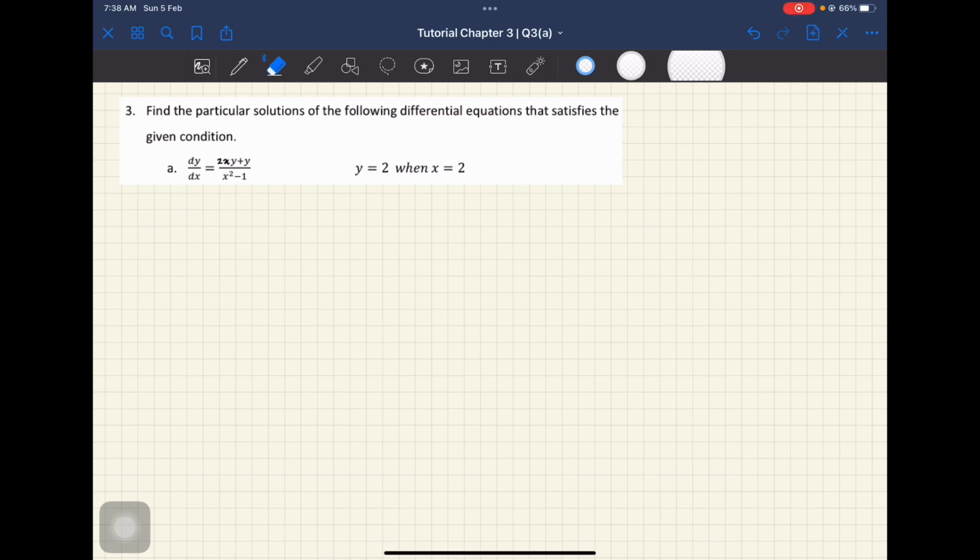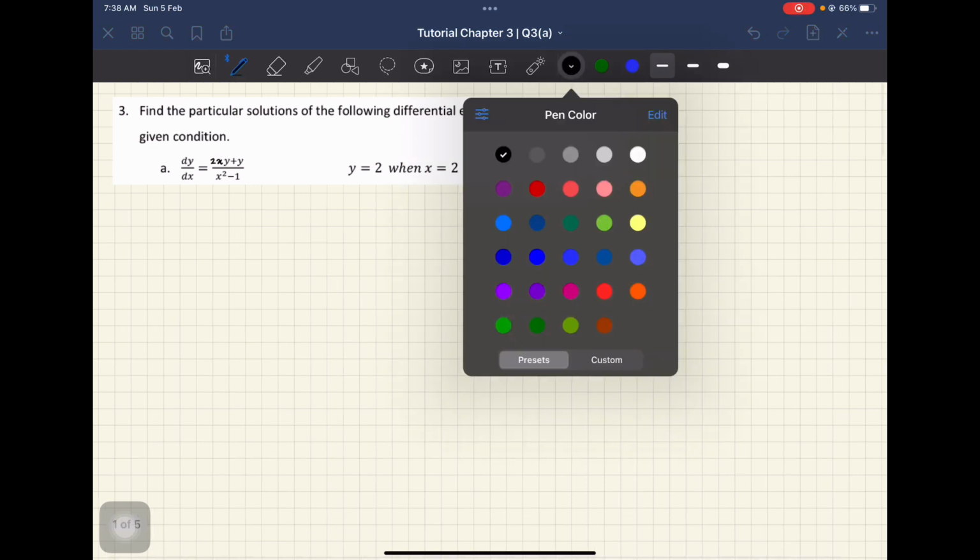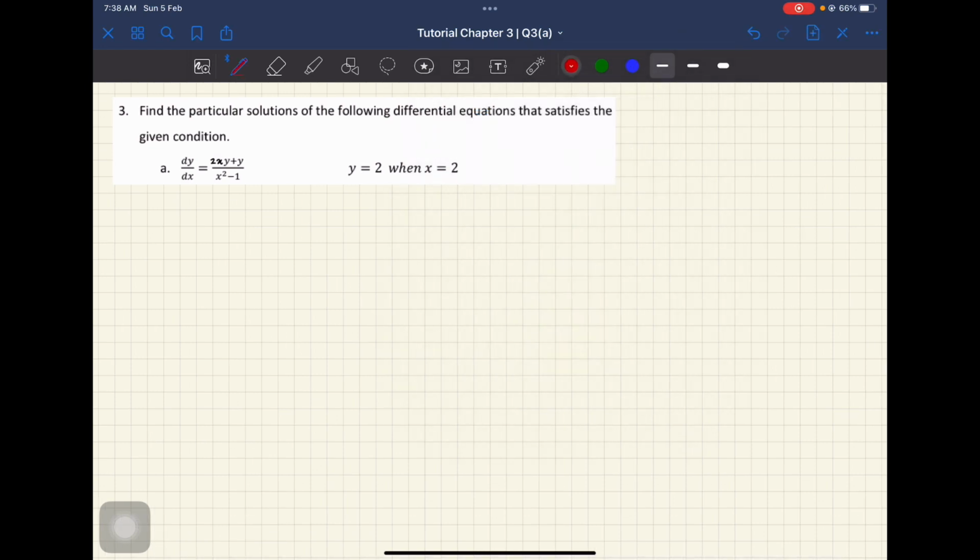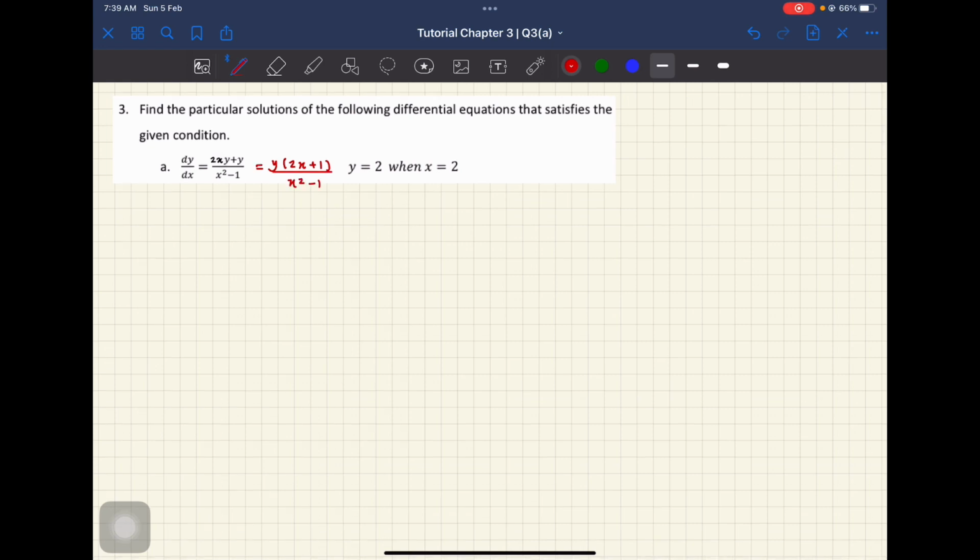Okay, so kalau tengok dekat sini, kita try separable variables dulu. Maksudnya, boleh tak kita nak separatekan the variables, okay? Tapi obviously, kalau dekat tutorial question number 3, dia still dekat dalam 3.1. Maksudnya, kita mestilah boleh separate the variables, okay? So, kalau tengok, you have 2x y plus y dekat atas tu. Okay, so we can factorize the y keluar. So, you will get y and then in bracket 2x plus 1 of x square minus 1. This one.